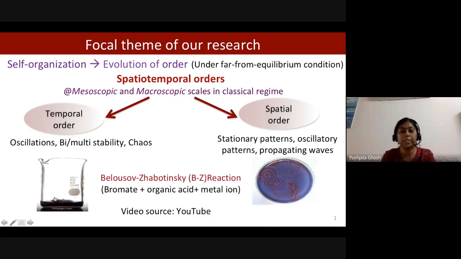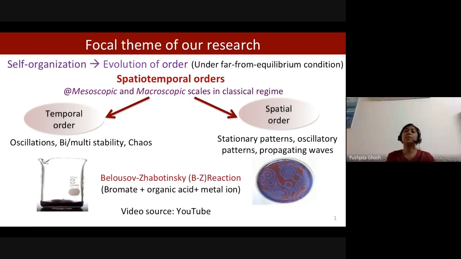What you could see in this laboratory experiment in this beaker is a change in the color of the metal ion, the ferrous to ferric conversion, and that appears periodically with time. This is a very common example of oscillations which you can perform in laboratory settings in a chemical reaction.